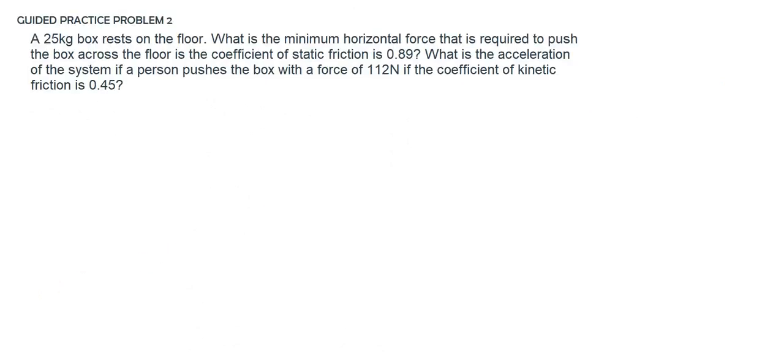Let's have number 2. For number 2, we have a 25 kilogram box resting on the floor. What is the minimum horizontal force that is required to push the box across the floor if the coefficient of static friction is given? You are also asked to find the acceleration of the system if the person pushes the box with a force equal to 112 Newton, if the coefficient of kinetic friction is 0.45. Let's illustrate. There are two parts, of course. The first part is the box resting on the floor.